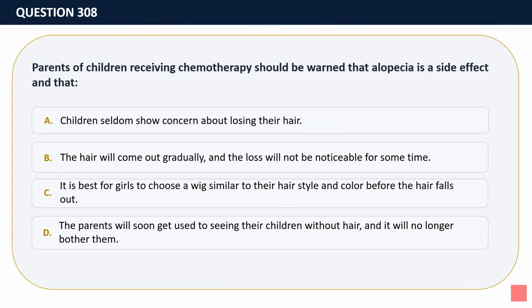Question 308. Parents of children receiving chemotherapy should be warned that alopecia is a side effect and that A. Children seldom show concern about losing their hair. B. The hair will come out gradually, and the loss will not be noticeable for some time. C. It is best for girls to choose a wig similar to their hairstyle and color before the hair falls out. D. The parents will soon get used to seeing their children without hair, and it will no longer bother them.